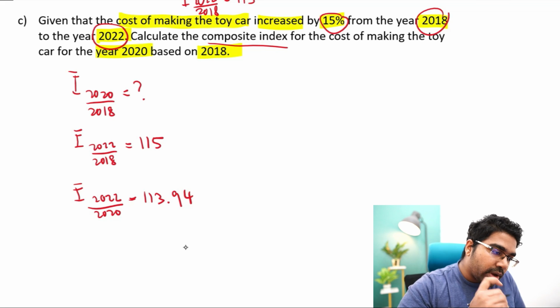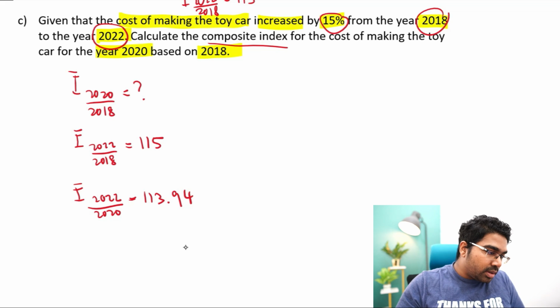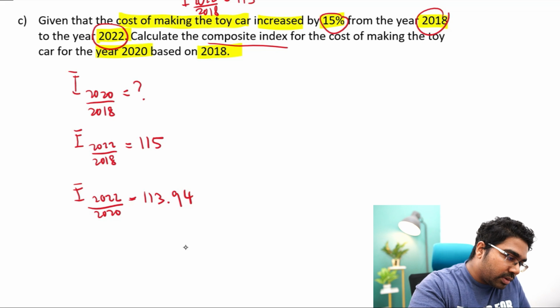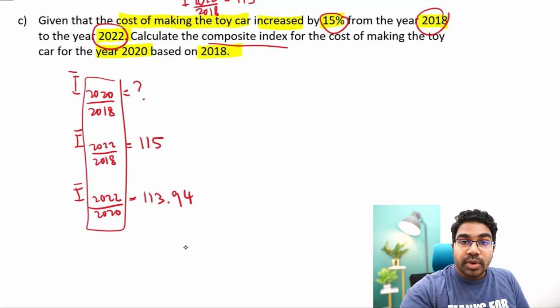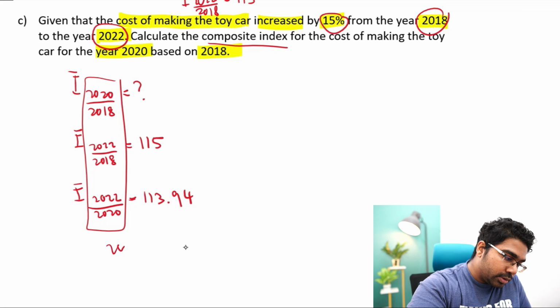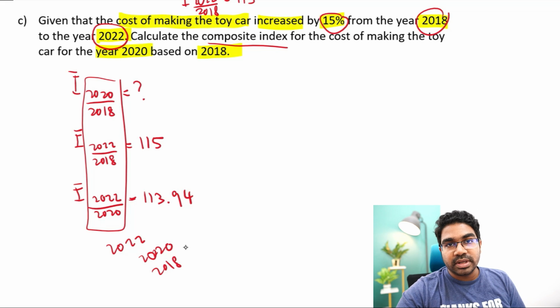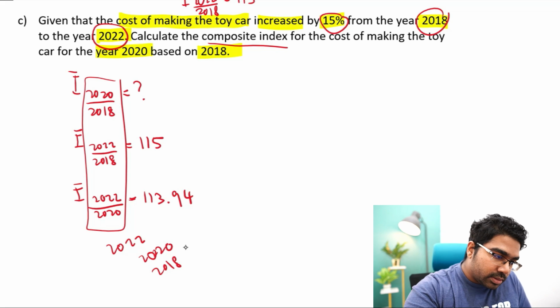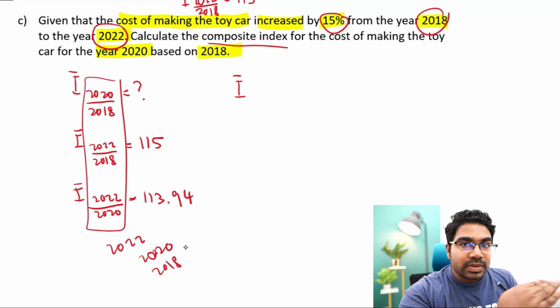So all you have to do is take the biggest number and the smallest number out of all the years. So look at the years. We have 3 numbers in the years. We have 2022, you have 2020, and you have 2018. These are the 3 years that we have from all our composite indices. So what you do is you put composite index of, you take the largest over the smallest.